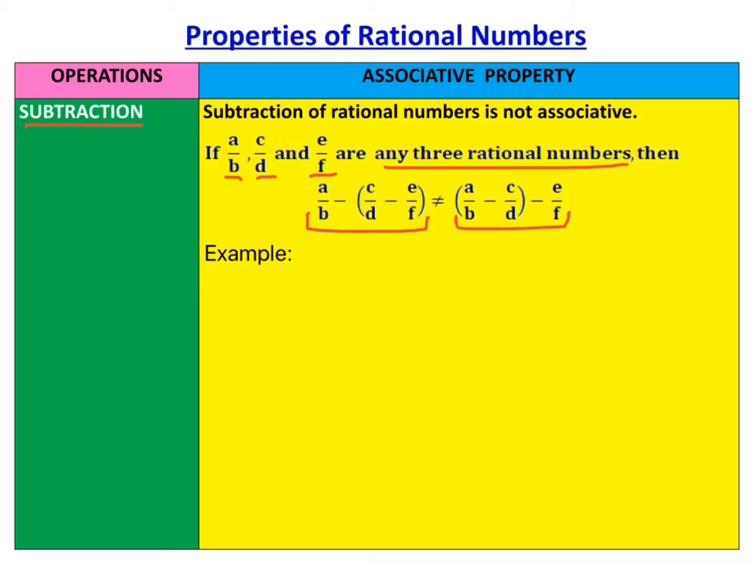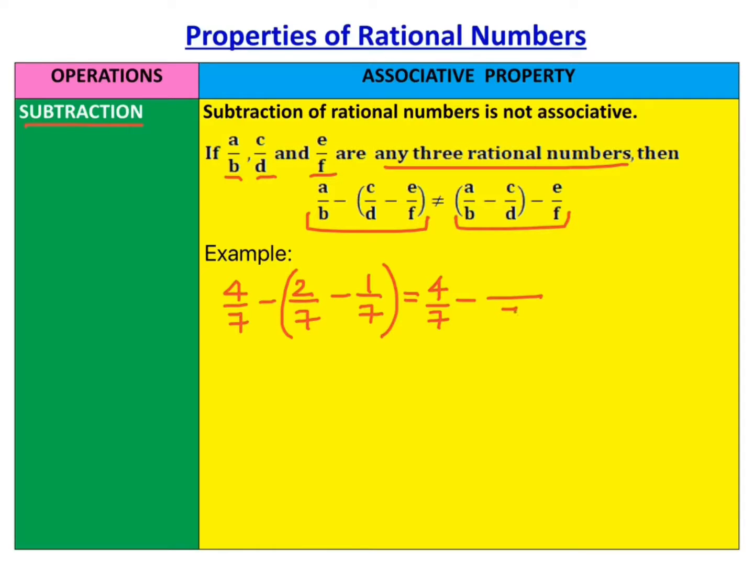Let's consider this expression. 4 by 7 minus 2 by 7 minus 1 by 7. Now let's group 2 by 7 minus 1 by 7. So now let's simplify this expression. This expression is equal to 4 by 7 minus, we will simplify inside the bracket. Inside the bracket we have 7 as the common denominator.